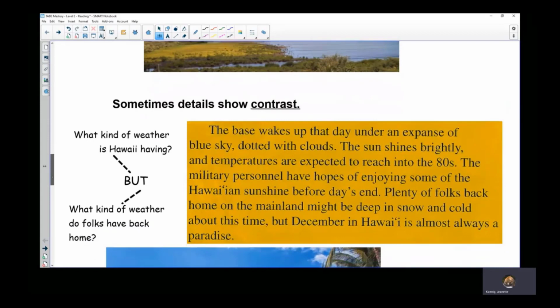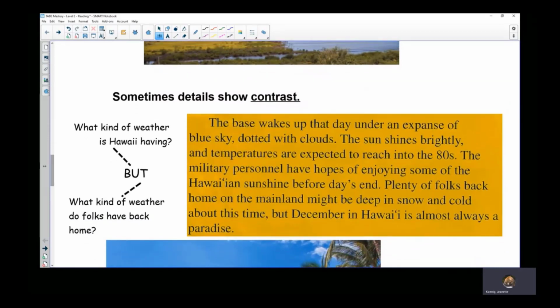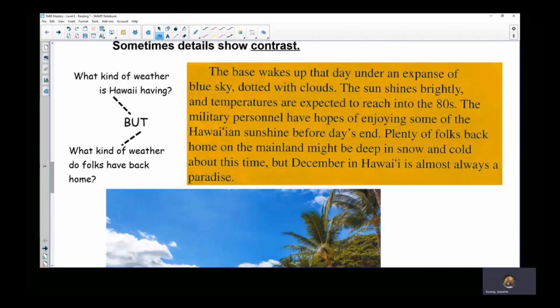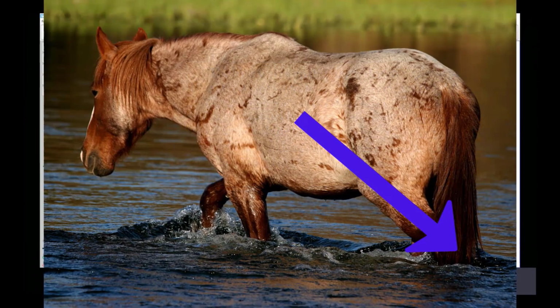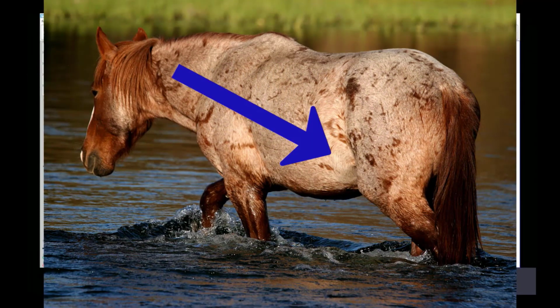Sometimes details are going to show contrast. So let's look at this picture. Well, what do you mean? What's contrast? Contrast is the difference between the light and the dark. On your television set, part of the picture is going to be dark areas, and other places are going to be light areas. And we want to be able to tell the difference between them. So let's look at this.